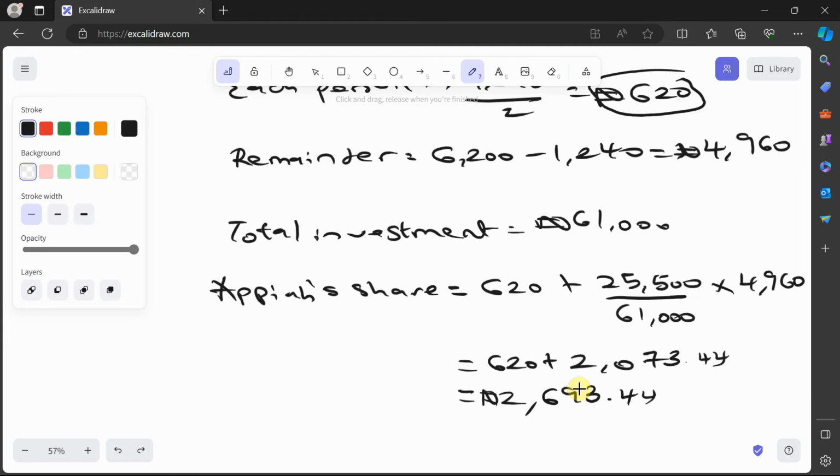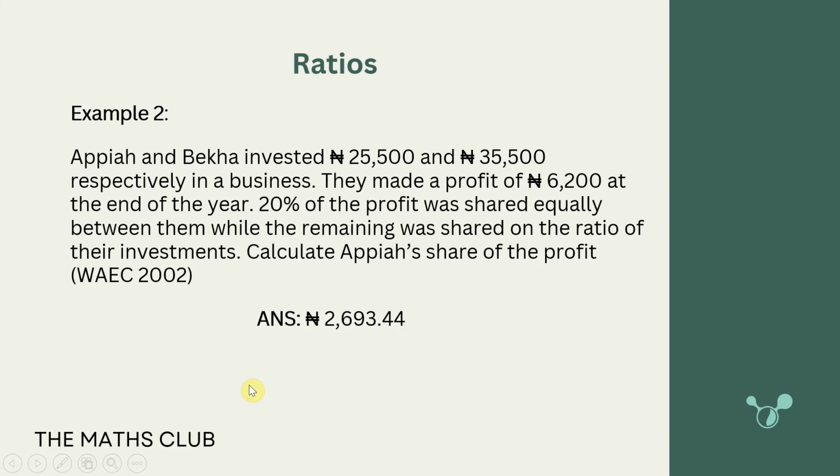And that's basically it. Let's see if we're correct. 2,693 naira 0.44. Well done.